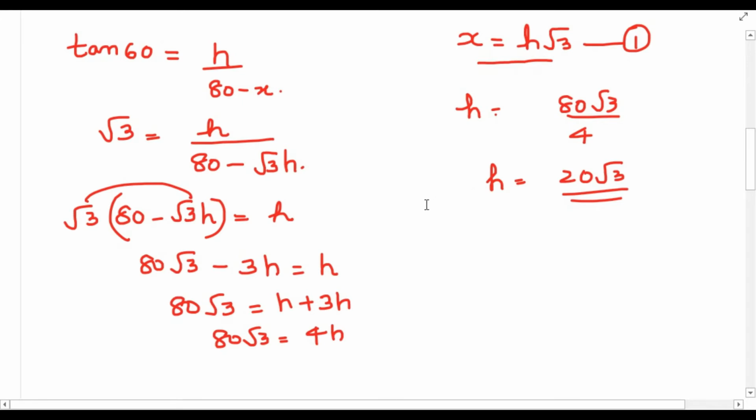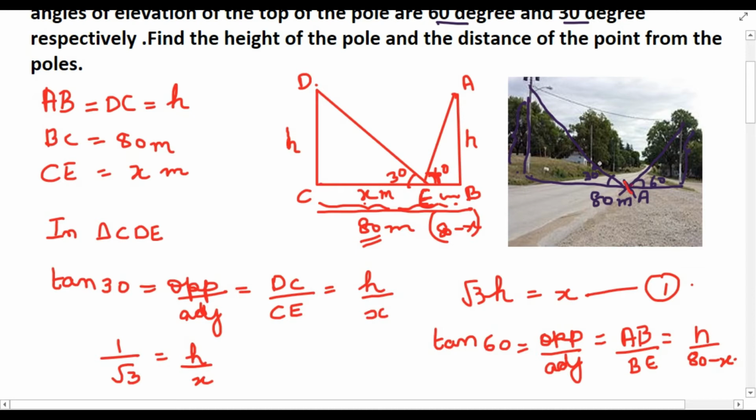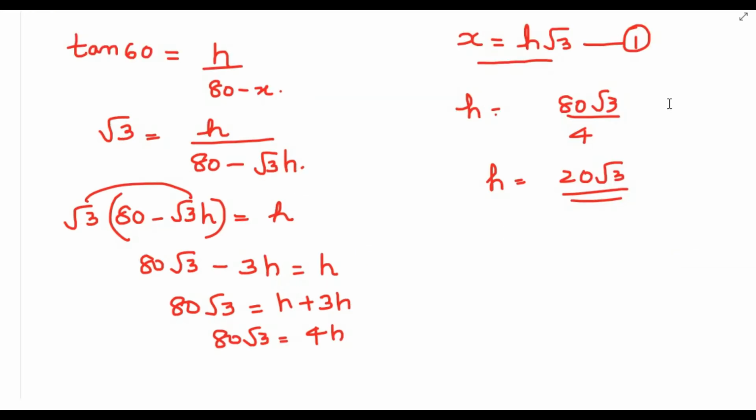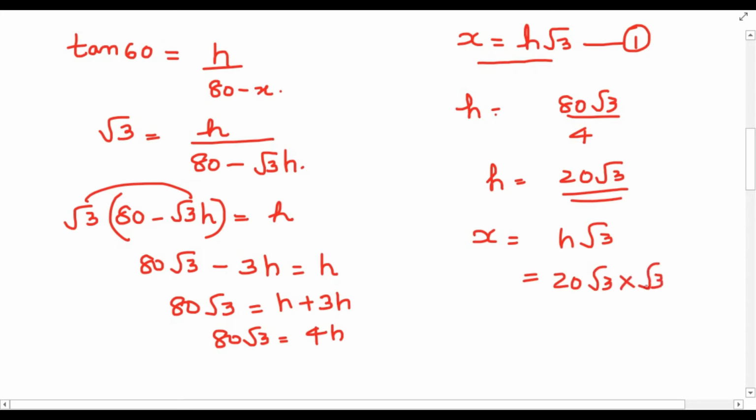You can see that the distance of this point from the pole, we have taken this measure as x, and this is 80 minus x. So for the distance of the point from the pole we need to find x. Already we got it as root 3 h. Now substitute the value of h in that equation. So x is equal to h root 3. Just now we got the value of h as 20 root 3, into root 3. So that is 20 into 3, which is equal to 60 meter. So the height of the pole is 20 root 3 and the distance between them is 60 meter.